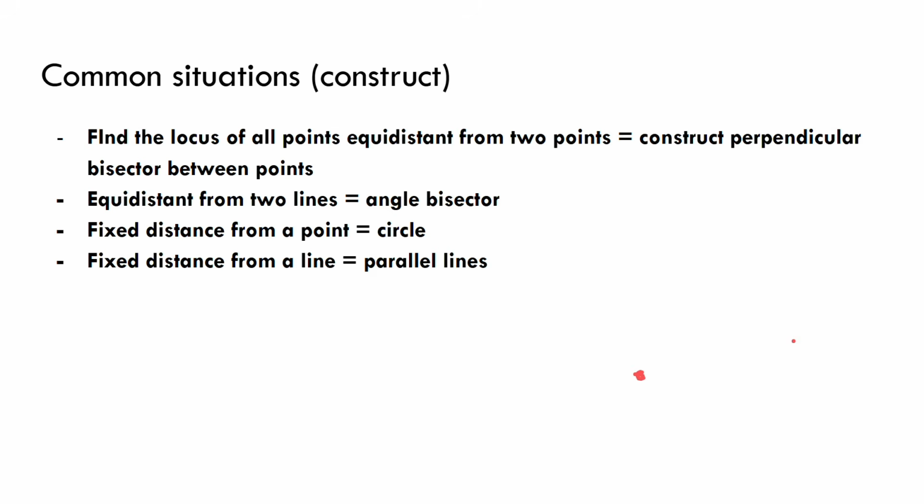So let's say this is A, this is B, and if you're asked to find the locus of all points equidistant from these 2 points, you want to construct a perpendicular bisector between these 2 points. So when you're asked to find something equidistant from 2 lines, you want to construct an angle bisector. Fixed distance from a point, you want to construct a circle. Fixed distance from a line, you want to construct parallel lines.